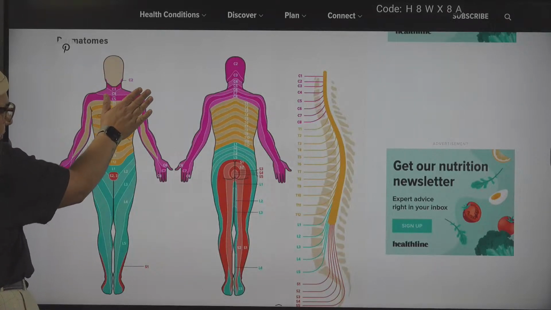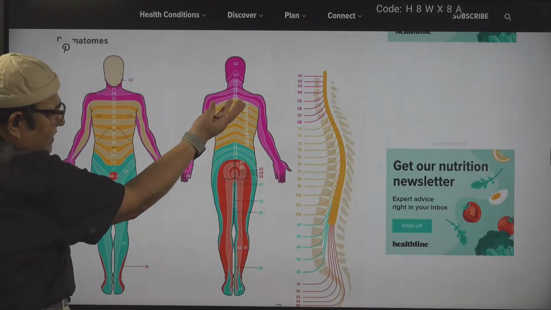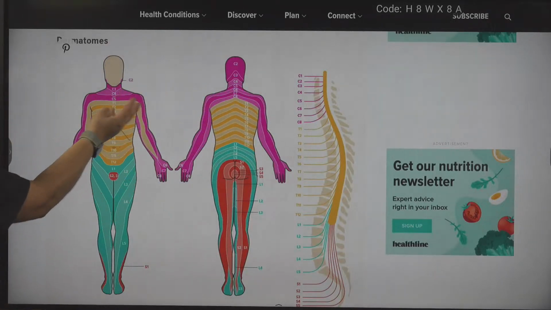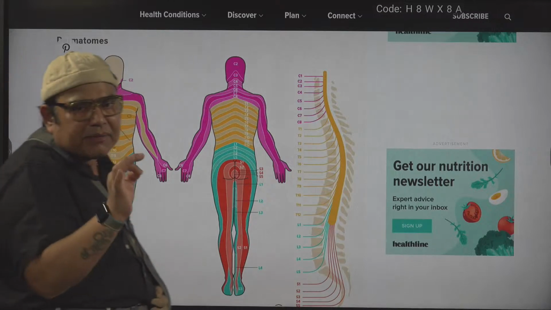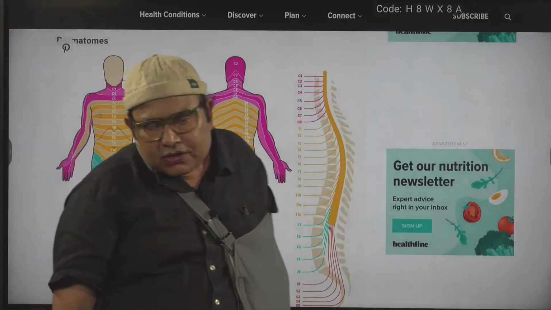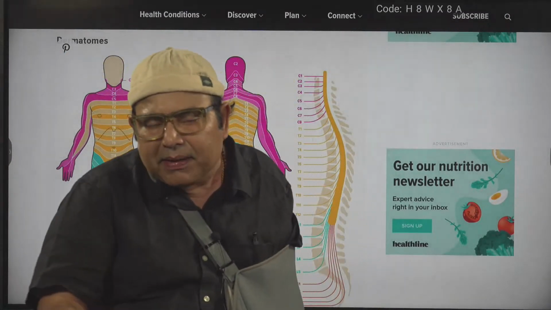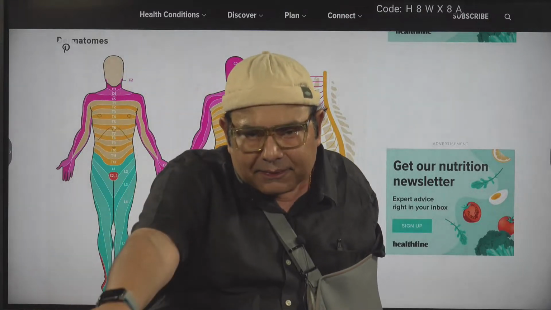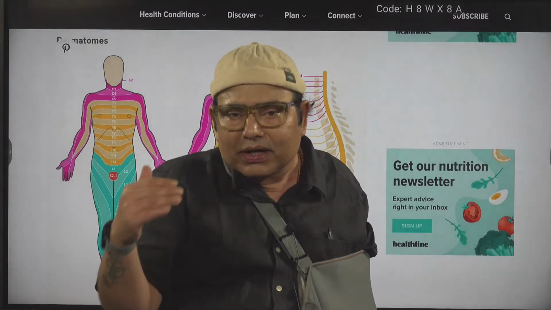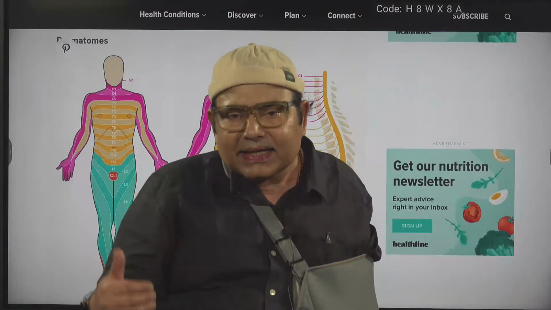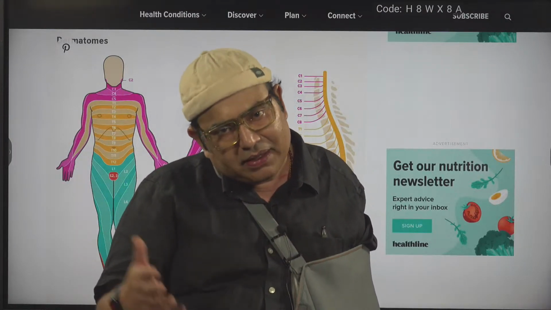Remember, human beings belong to Chordata, and AAC, Annelida, Arthropoda, Chordata, these three phyla show metameric segmentation or metamerism. So it is a misunderstanding that metamerism can only be seen in Annelida. In Arthropoda also there is metamerism, and in Chordata too.